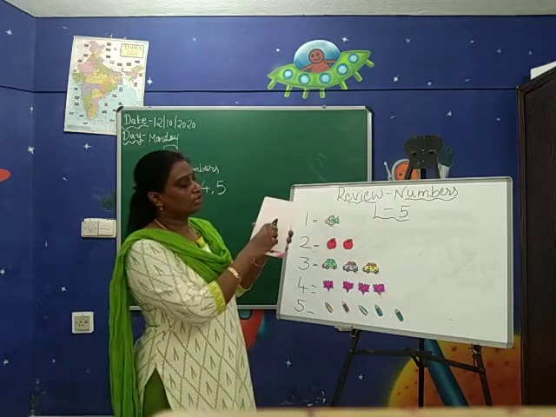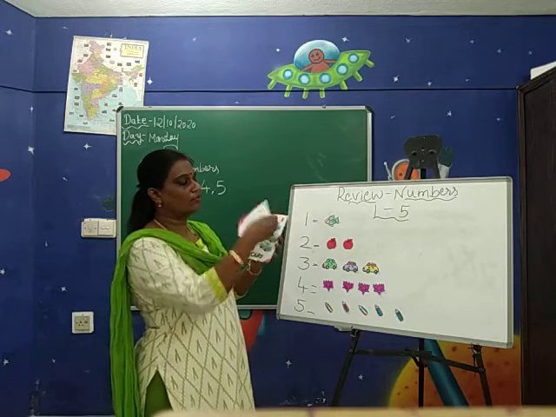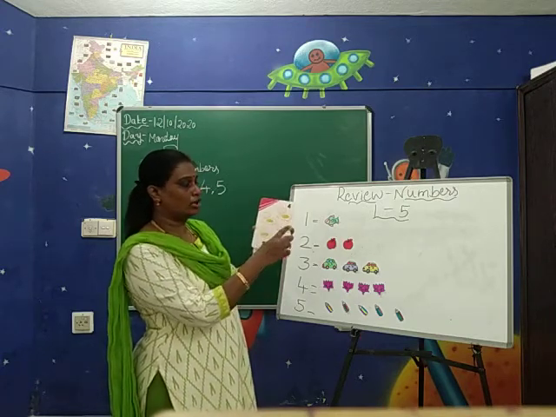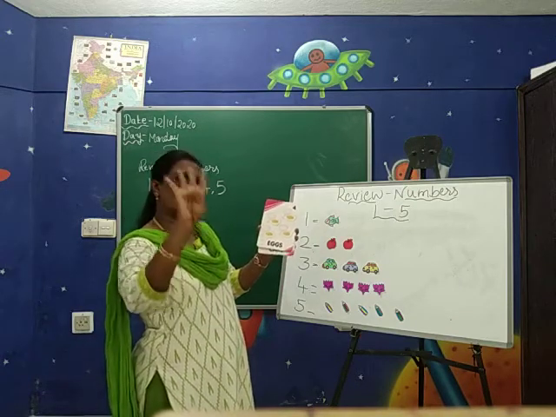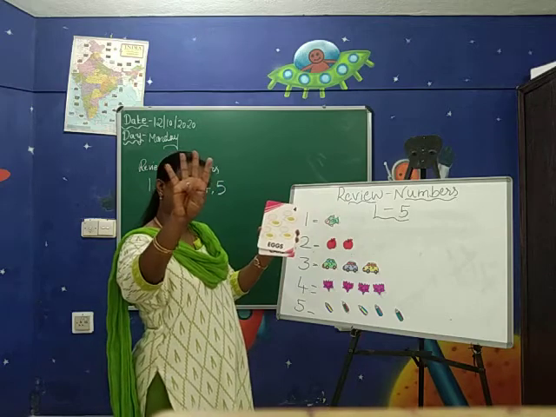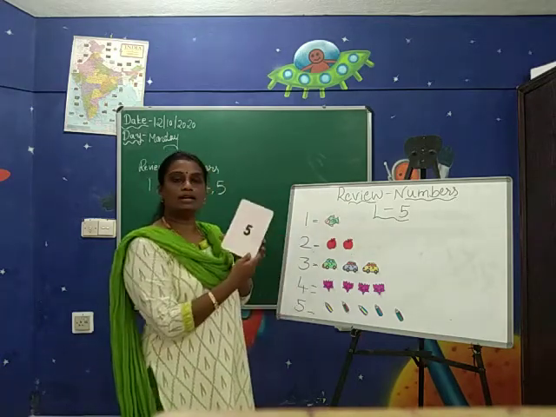4. This is number 4. 4 for 4 eggs. Yes, can you count? 1, 2, 3, 4. 4 eggs. I have 4 fingers. See, I am showing here 4 fingers. 4 eggs. Yes, after 4, which number will come?